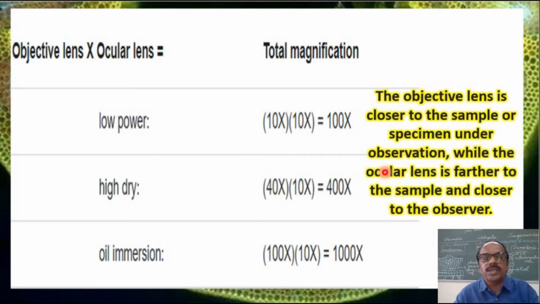And if you want to see the simple calculation, you are actually using two sets of lenses, which I just showed you in the previous diagram. There are objective lenses and ocular lenses. The magnifications of the objective lens and ocular lens have to be multiplied. For example, if you are using a 10x objective lens and a 10x ocular lens, the magnification is 100 times. Similarly, if you are using a 100x objective lens and a 10x ocular lens, the magnification will be 1000 times.